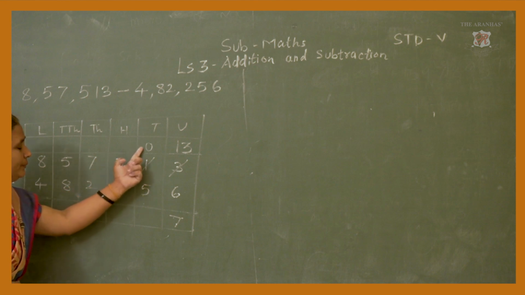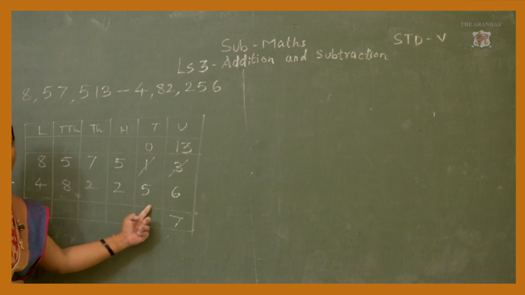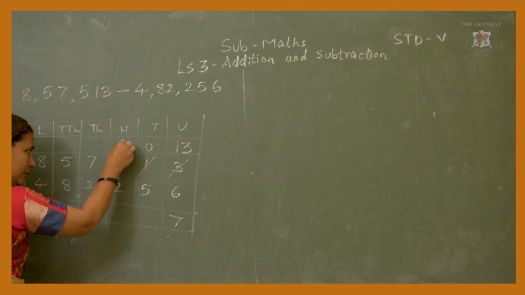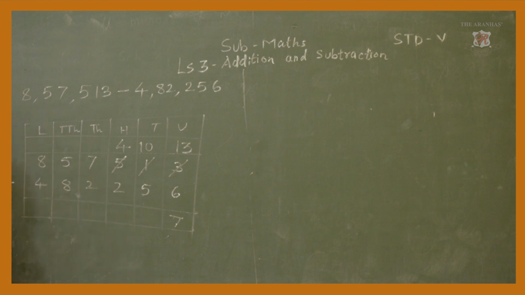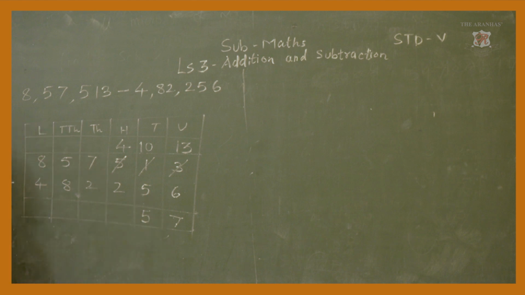Okay. Now, again see properly. Here it is 0, here it is 5. Again 0 is less than 5. So, we have to borrow the number. So, cut 5 minus 1, write here 4 and take one number for the 10 place value. 10 minus 5, 5. Okay. Now, 4 minus 2, 2. 7 minus 2, 5.